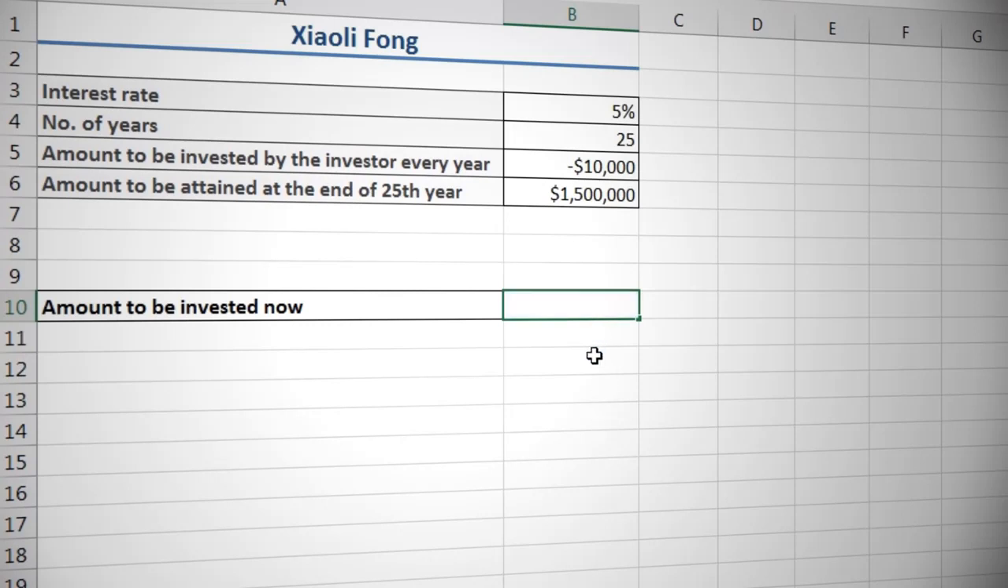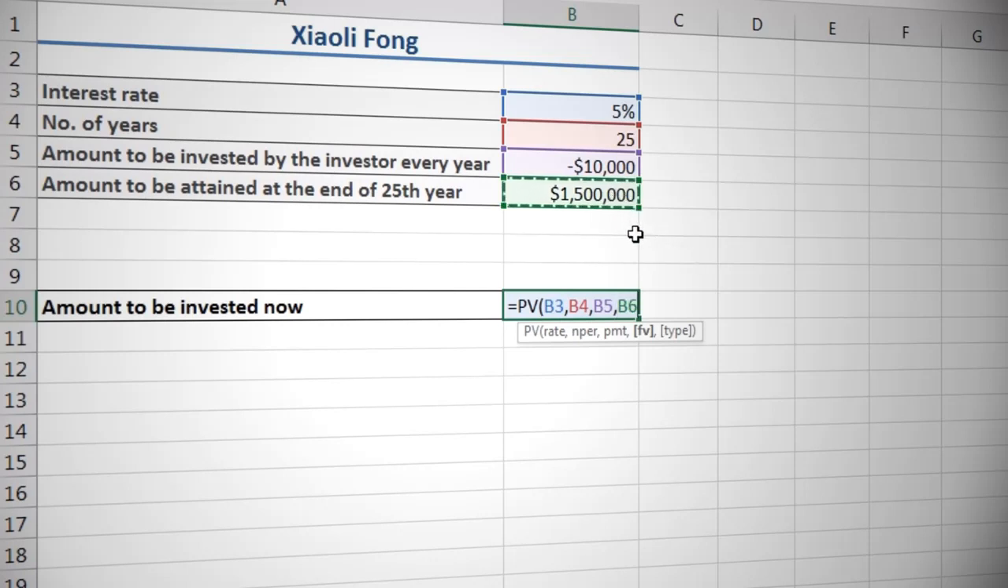So I'm going to type equals PV for present value and tab. Now, she's also getting a rate of 5%, so we're going to click on that. And she's also investing for 25 years, so there's our number of payment periods. She's going to invest 10,000 at the end of each payment period, so we're going to click on our 10,000. And we would like to see at the end of that time a return of 1.5 million. So that is our future value.